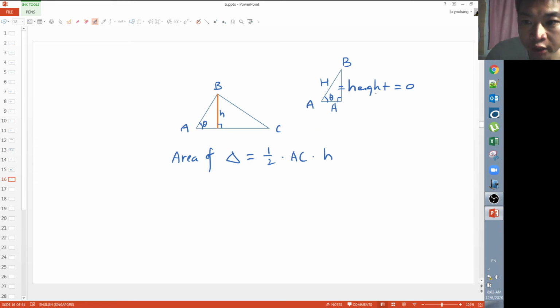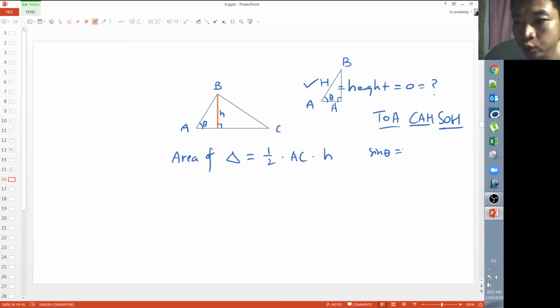So in order to find the height, I hope you still remember your SOH CAH TOA. If your hypotenuse is given, then sine theta is equal to opposite, which is what you need to find, over hypotenuse, which is known. Therefore you get O over H. Can you see your opposite is equal to sine theta times H?